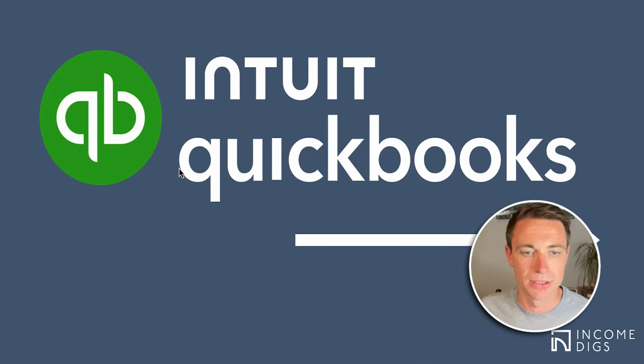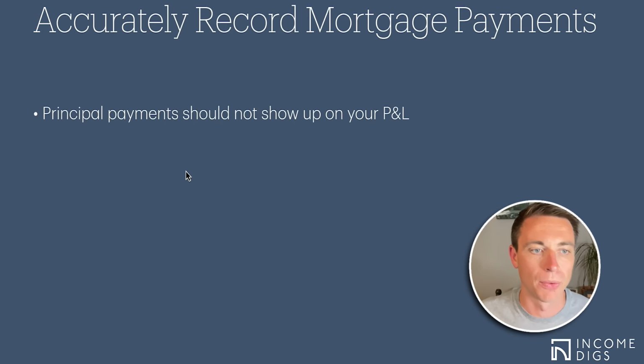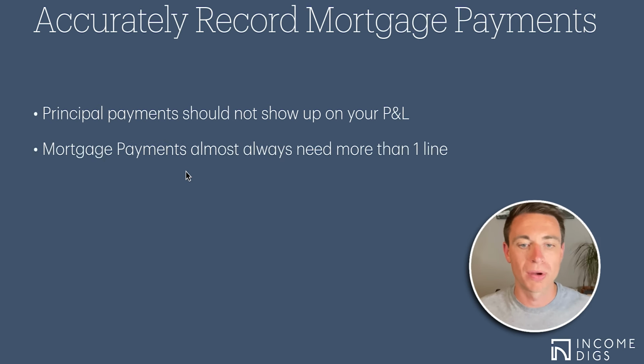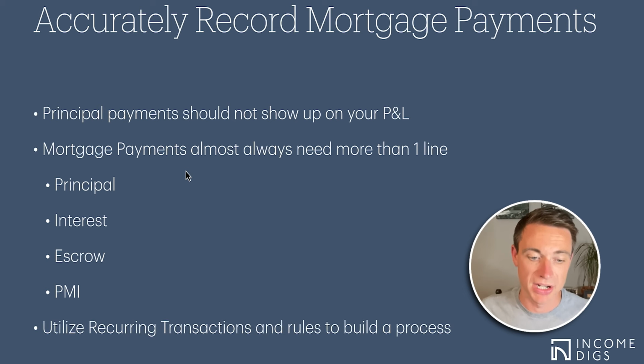Let's go back to mortgage payments. All right, so accurately recording mortgage payments. Principal payments should not show up on your P&L. That's very, very important. We always need to have more than one line in our mortgage payments. We need principal, interest, sometimes we need escrow, sometimes we even need PMI separated out. And we're going to utilize, as I mentioned, recurring transactions and rules to build out this process.